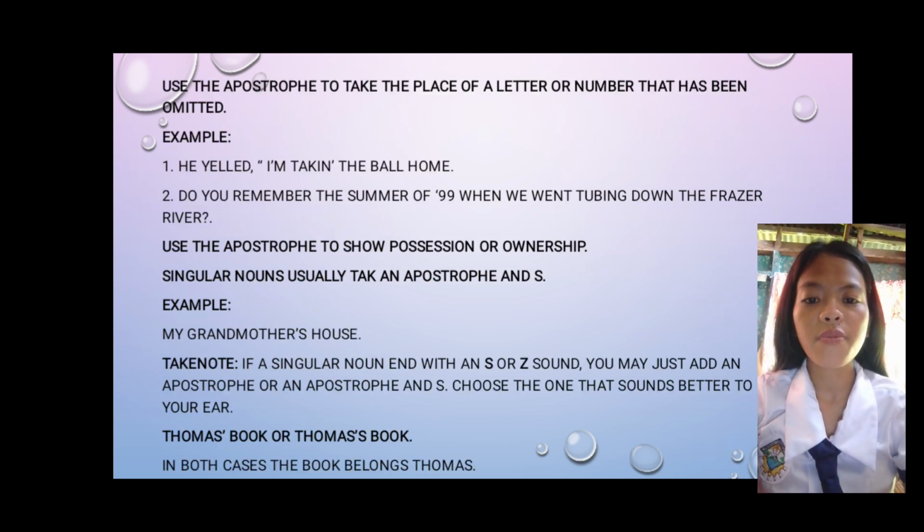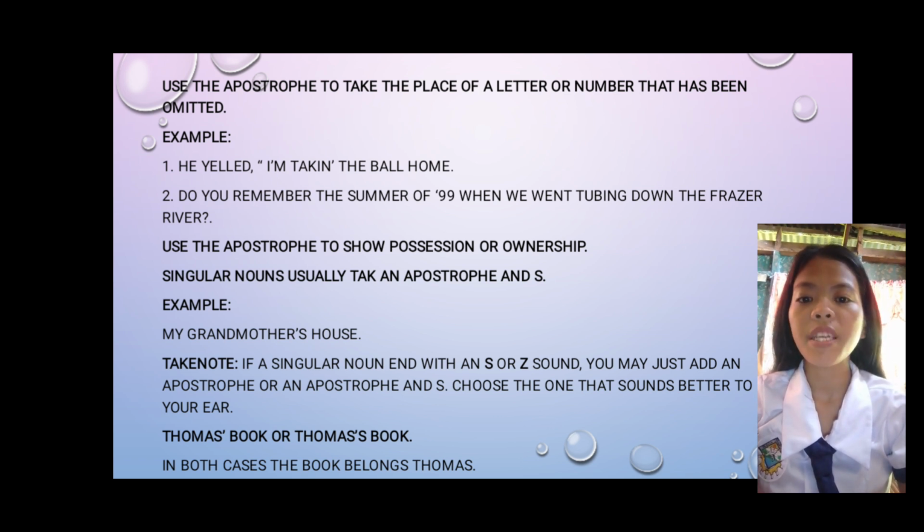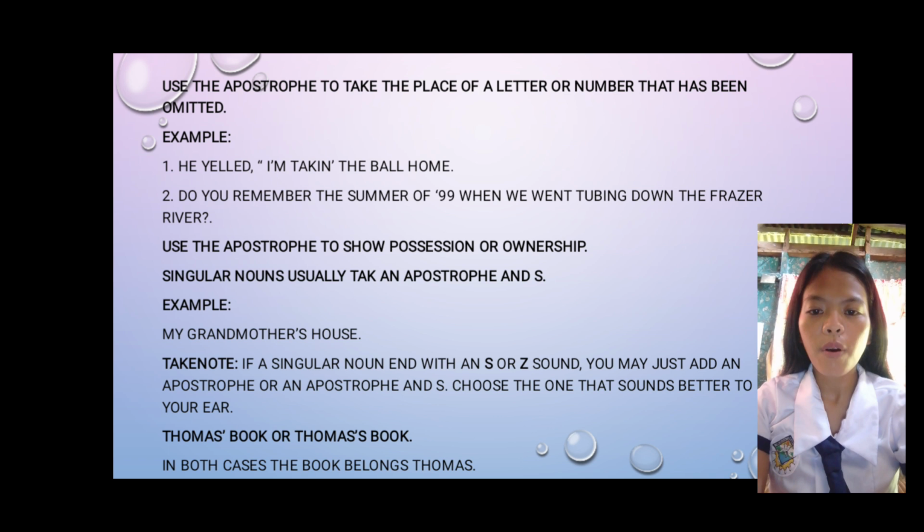Use the apostrophe to take the place of a letter or number that has been omitted. Example number one. He yelled, "I'm taking the ball home." Number two. Do you remember the summer of '99 when we went tubing down the Fraser River?